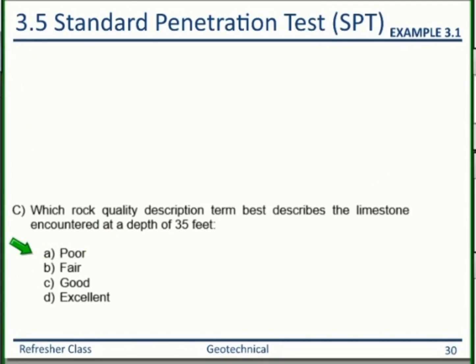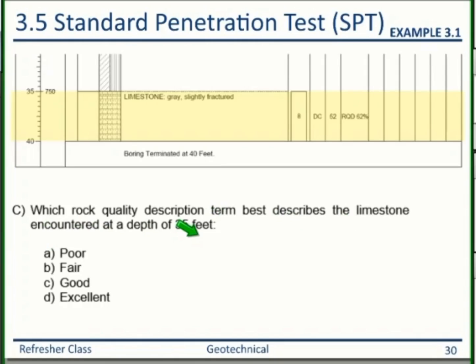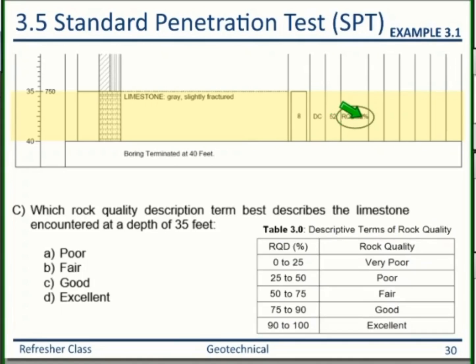C. Which rock quality description best describes the limestone encountered at a depth of 35 feet? So here it is, your limestone. RQD is already given, you don't have to calculate it. If you look at the table here, when your RQD is 62%, that lies between 50 and 75. Therefore, your rock is fair. So your answer should be B, right there.